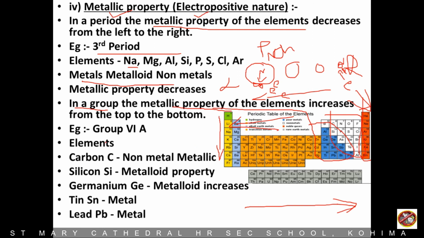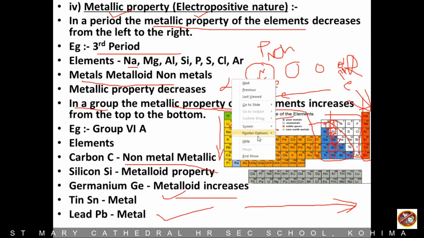And yeah, let us come to the group. Now in the group, carbon is a non-metal. Silicon is a metalloid. Germanium is a metalloid too, in increasing order. As it goes on, the metallic character will increase, to tin and lead, which are metals. That is how you have to understand it.